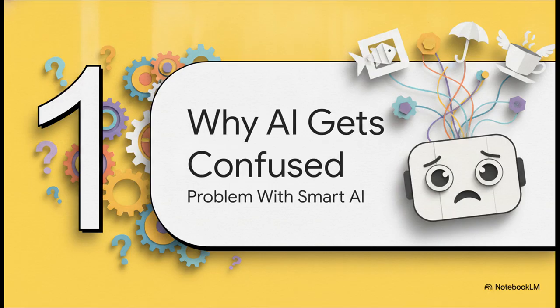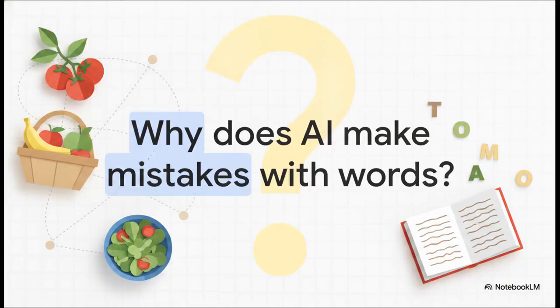Why AI gets confused. The problem with smart computers. So we hear all the time about how super smart computers are, right? But somehow they still make these totally silly mistakes. Why does that happen? Well, it's because AI reads words just like strings of letters. Take the word tomato. The AI knows perfectly well how to spell tomato, but it doesn't naturally know what a tomato actually is. Is it a fruit you study in science class, or is it a vegetable you toss in a salad? Without a guide, AI just sees words, but it totally misses the meaning.